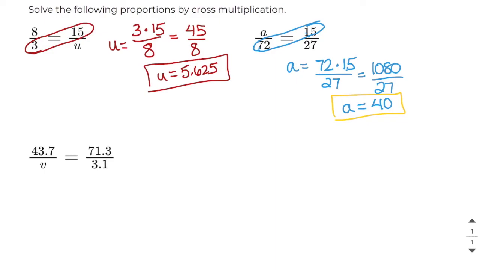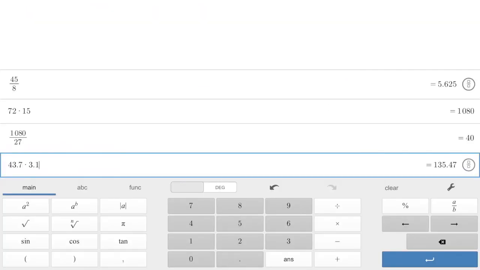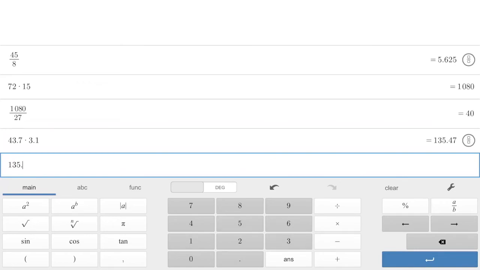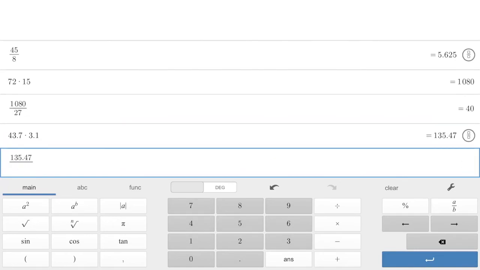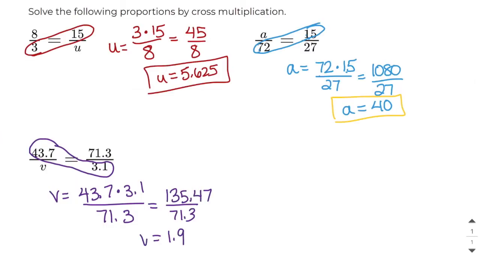Now, in this example here, I would have to multiply. I want to figure out what V is, right? So I have to multiply 43.7 by 3.1, and then divide that by this 71.3 here. So let's go ahead and do that. So 43.7 times 3.1 is 135.47. And then I would divide that by 71.3, which is 1.9. So here we know that V would equal 1.9. I need a 1.9 here to make this ratio equal to this ratio.